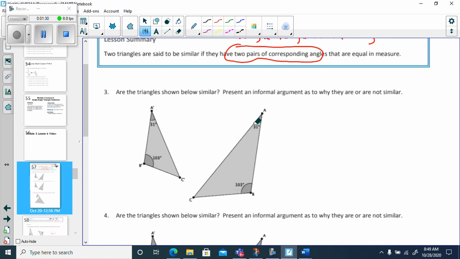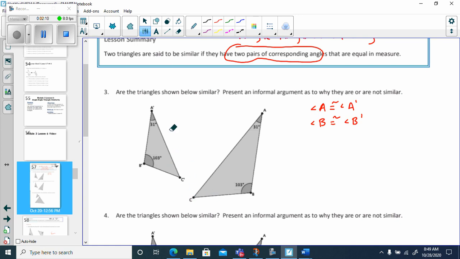Now, we know that if two figures have the same shape, that means they would have the same corresponding angle measures. Let's look at angle A and A prime. See how they're both 31 degrees? Okay. So we've got angle A is congruent to angle A prime. How about B and B prime? Those are the same, aren't they? Angle B is congruent to angle B prime. Well, if the third angle is also congruent to each other, guys, then it's going to have the same shape. It may not be the same size, but it'll have the same shape.